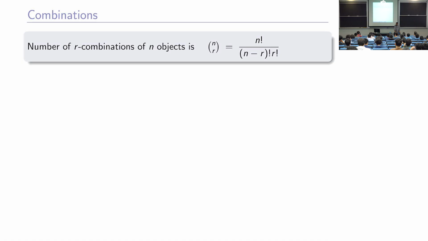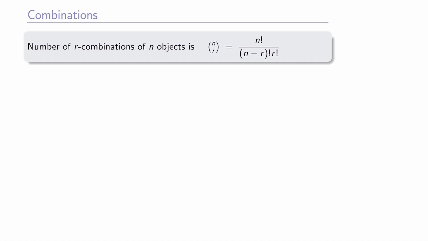How many subsets of size 1 are there for the set {A, B, C, D}? Which ones? The set containing A, the set containing B, the set containing C, and so on. So 4 choose 1 should be equal to 4. What is 4 choose 1 here? Plug in n equals 4 and r equals 1. What do you get?